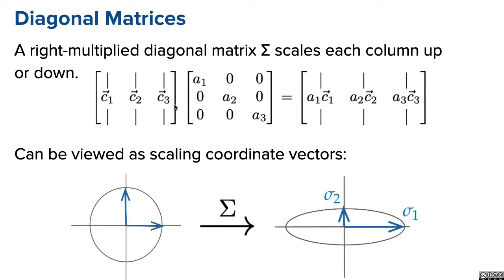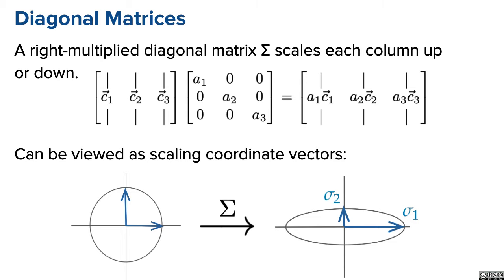One common diagonal matrix is the identity matrix, where every value in this diagonal is 1. The identity matrix multiplies each column by 1, which means that all the columns are left the same as they were before. It does nothing to my original data. Okay, so another way of looking at a diagonal matrix is an operation that scales coordinate vectors.